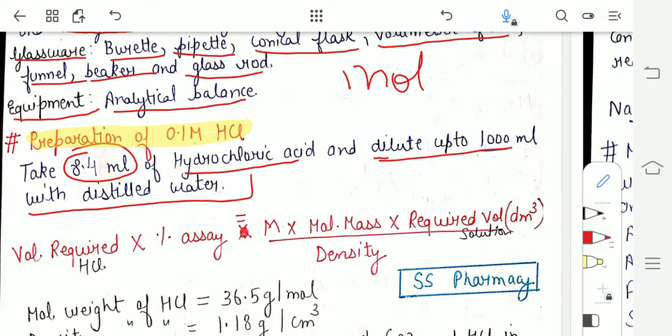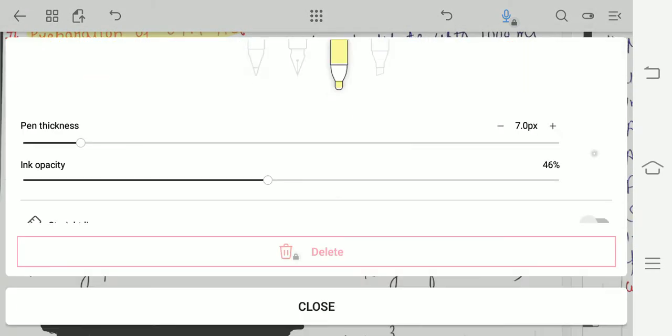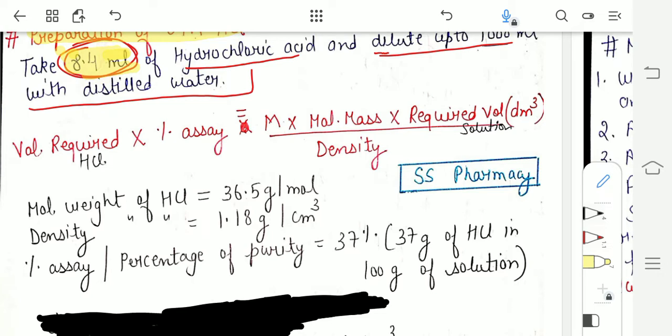But in case of HCl, we will see how much volume we need in order to prepare 0.1 molar HCl. Now let us see the calculations, how exactly we got this value of 8.4 ml. Here is the formula which I have written for calculating the amount of HCl which we need. This same formula will also be used when we have to prepare and standardize our sulfuric acid.